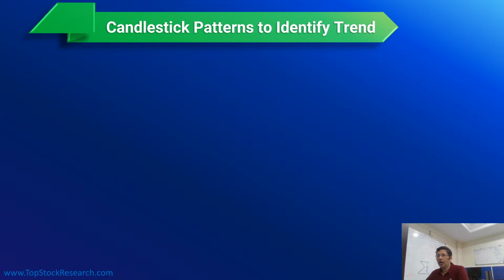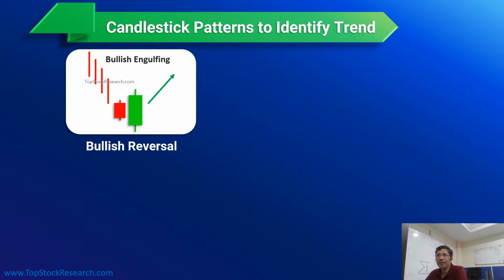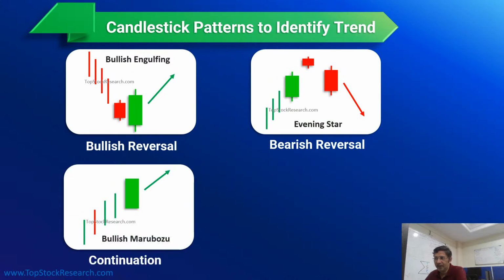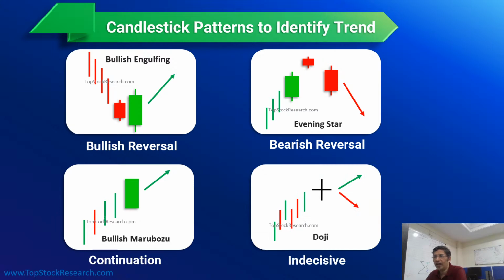All right. So the next important part of candlestick patterns is trend identification. How do you identify trends? Candlestick patterns can help you find bullish reversals, and can help you find bearish reversals. They can help you find continuation patterns, and they help find the zone of uncertainty or consolidation zone, where the market is not clearly moving in a particular direction.